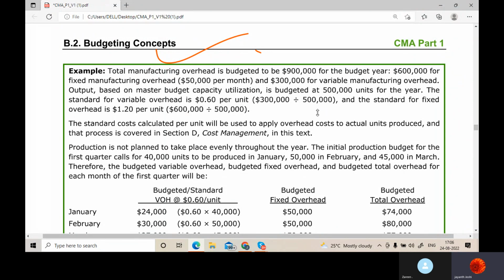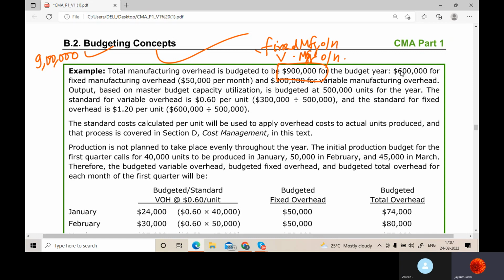So total manufacturing overhead is budgeted to be 9 lakhs for the budget year. This is the total manufacturing overhead, which is a combination of fixed manufacturing overhead and variable manufacturing overhead. So these are the two overheads. They have given two divisions here. So 9 lakhs is the total manufacturing overhead budgeted. That means they expect to spend this much as overhead on manufacturing goods. They have already estimated or budgeted that.